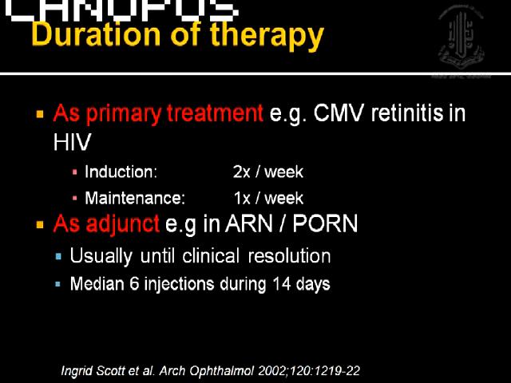The duration of treatment, as a primary treatment in HIV, you have to go on giving for a long time till the disease subsides. Induction is about twice weekly and maintenance is once weekly injections. As an adjunct in ARN and PORN, usually till you see clinical resolution, a median of about 6 injections during 14 days are needed for these diseases.